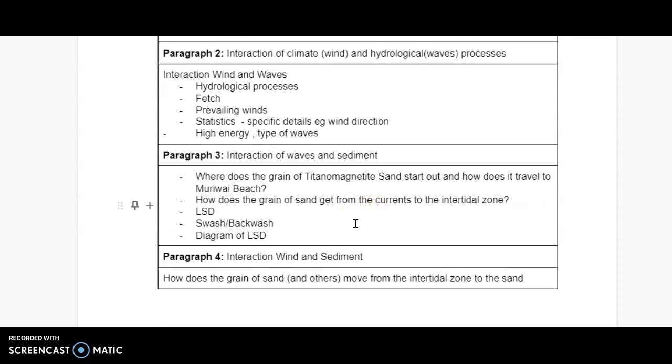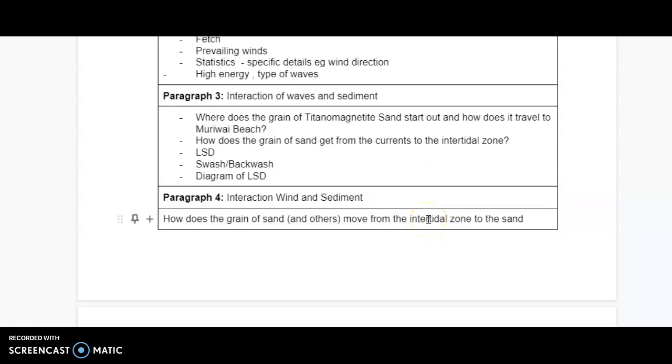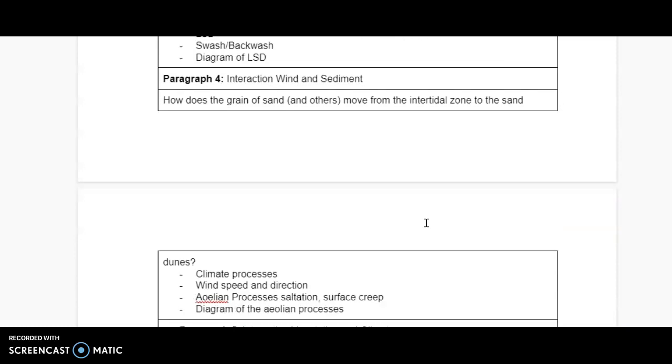Paragraph 3 is interaction of the waves and the sediments, the hydrological and the pedological processes. So where does our sediment come from? How does it get in from the currents into the tidal zone? What's longshore drift, swash, backwash, etc.? And what does that have to do with the formation of sand dunes?